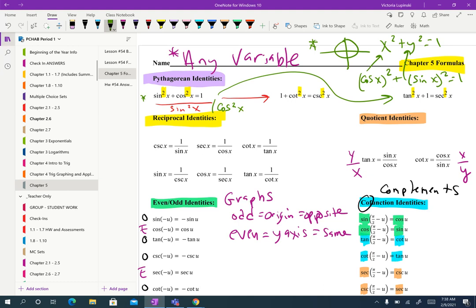It's not necessarily something I would ask you to explain in a future assessment, but it still is really, really important to know. A few other things that I want to point out here, some rules for how you can use the identities versus how you can't. When it comes to the reciprocal and the quotient identities, I want you to realize that these can work for any power.